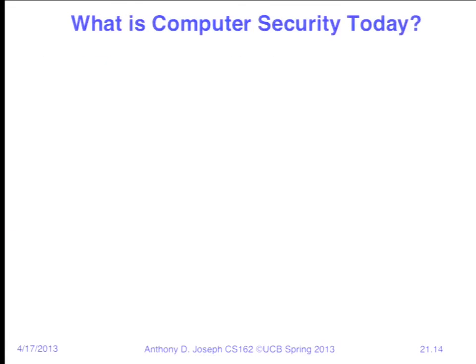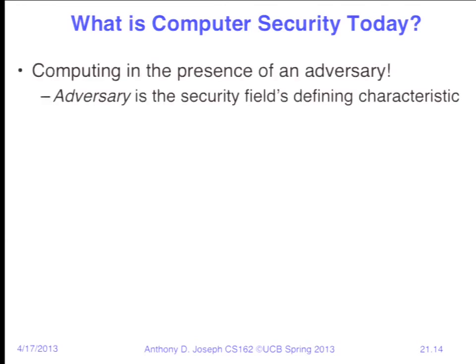Okay, so let's first start with a basic question. What is computer security today? Put simply, it's computing in the presence of an adversary. So an adversary is what defines the security research field's characteristic. It's what makes security important.